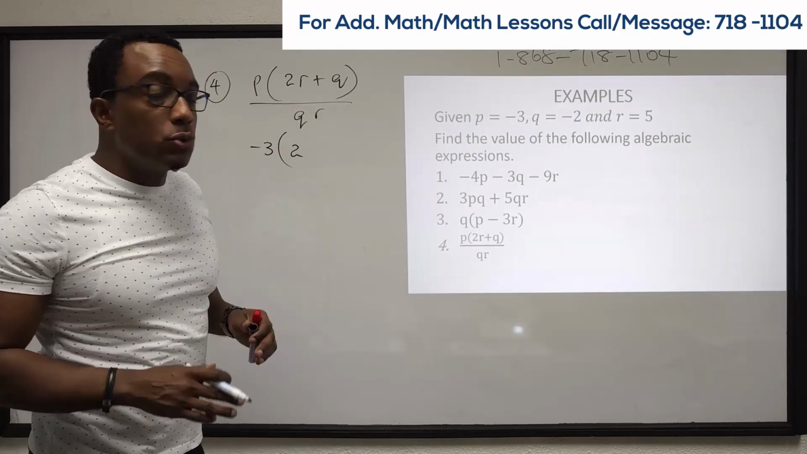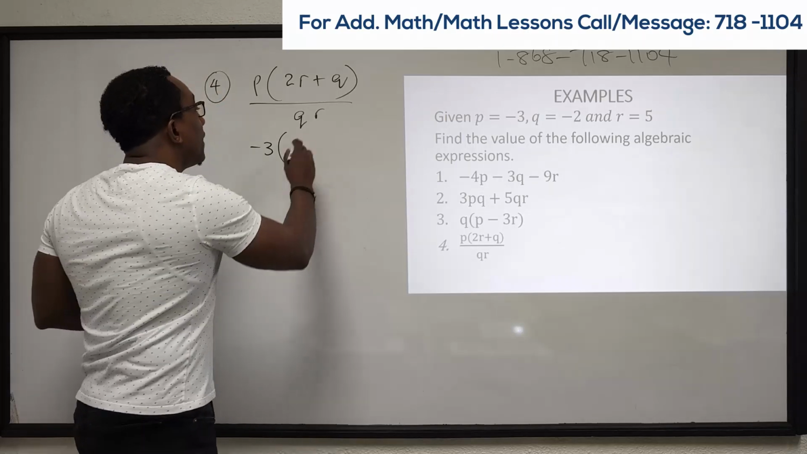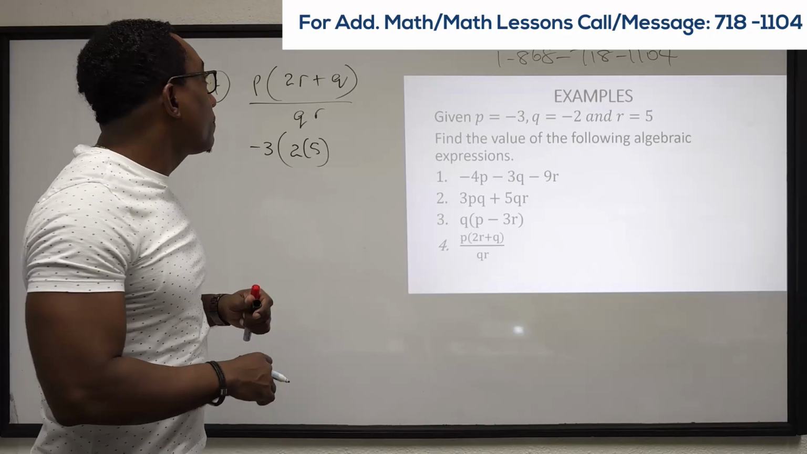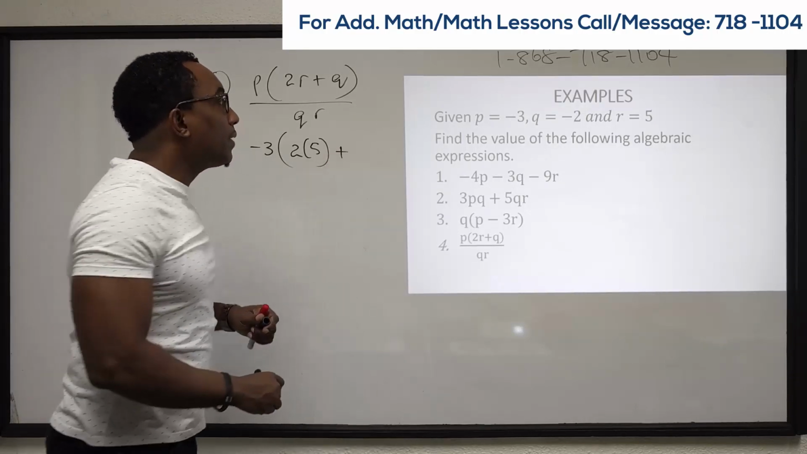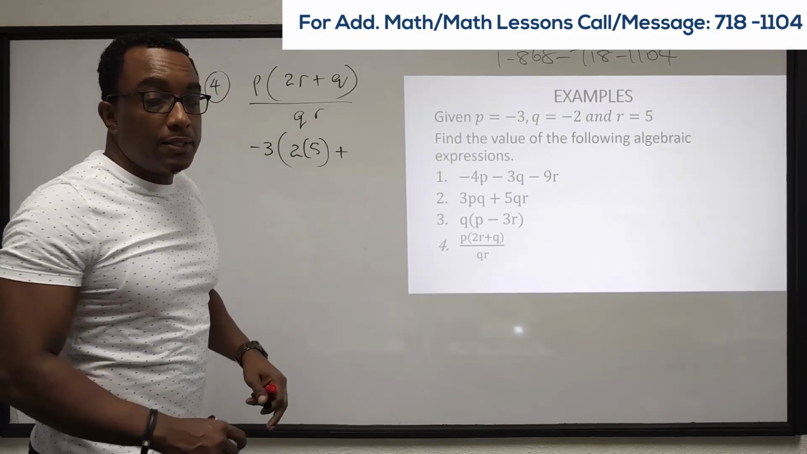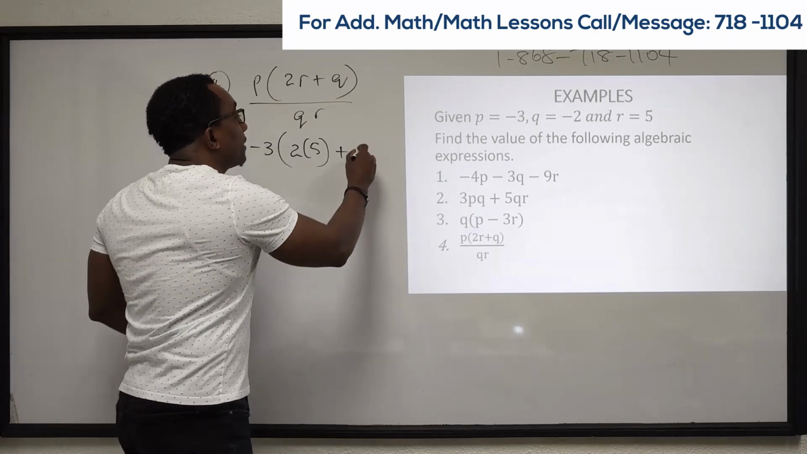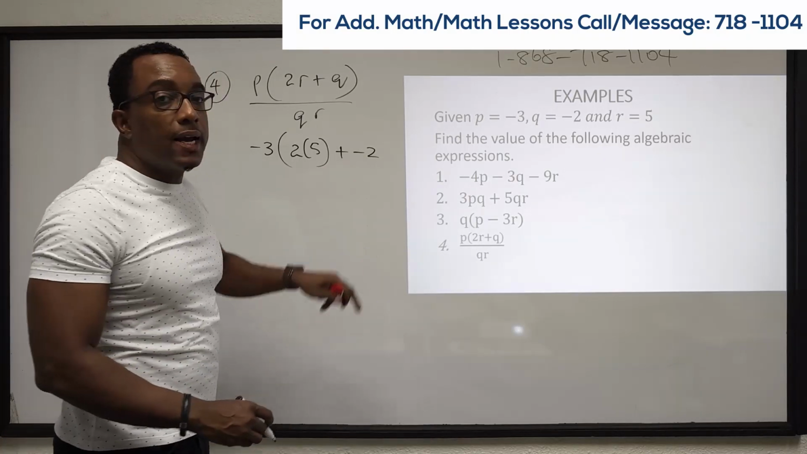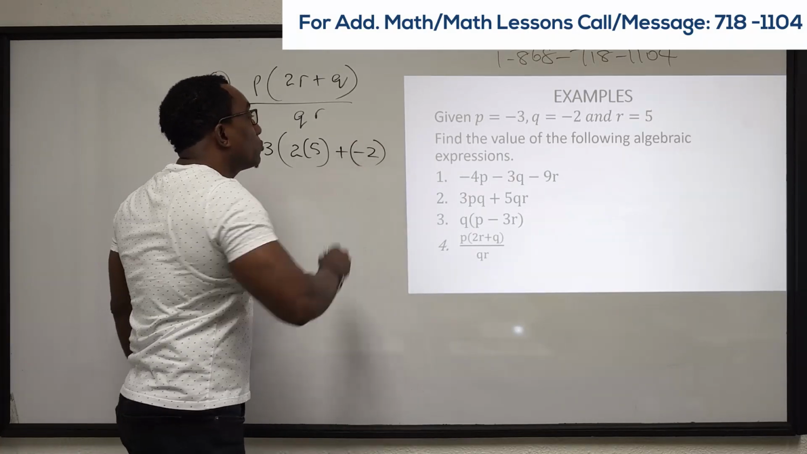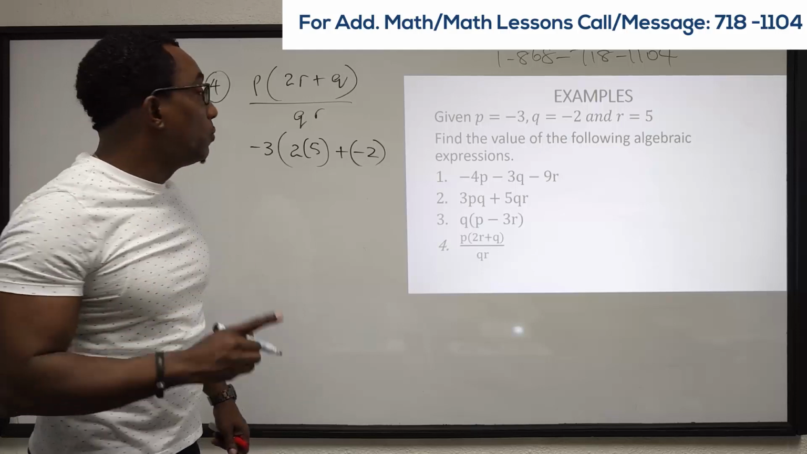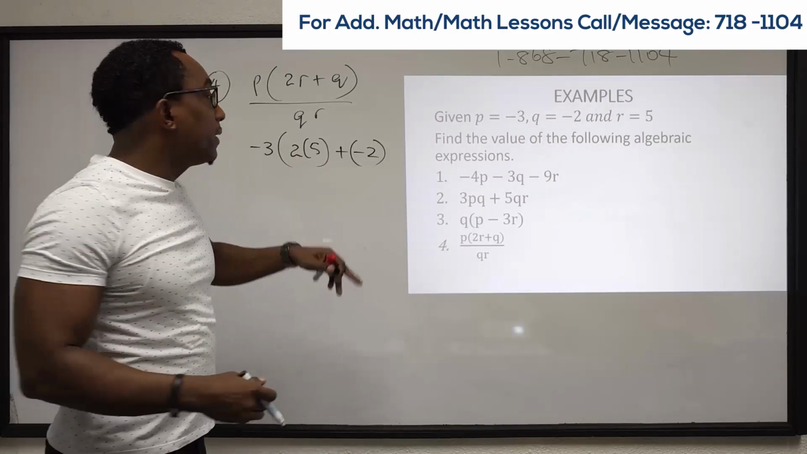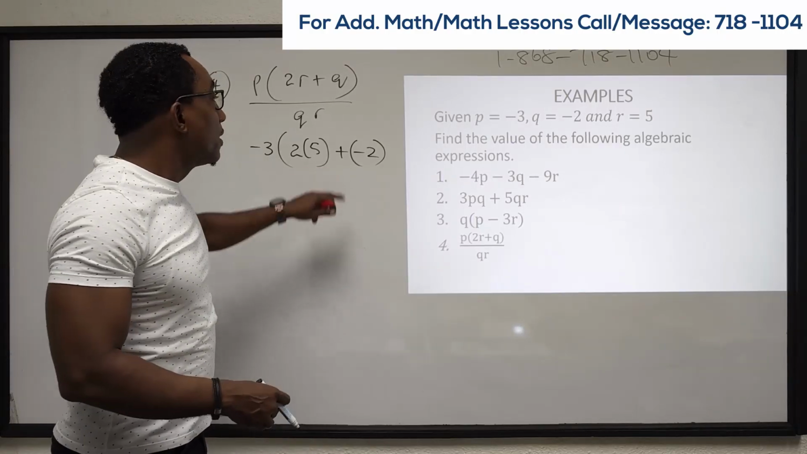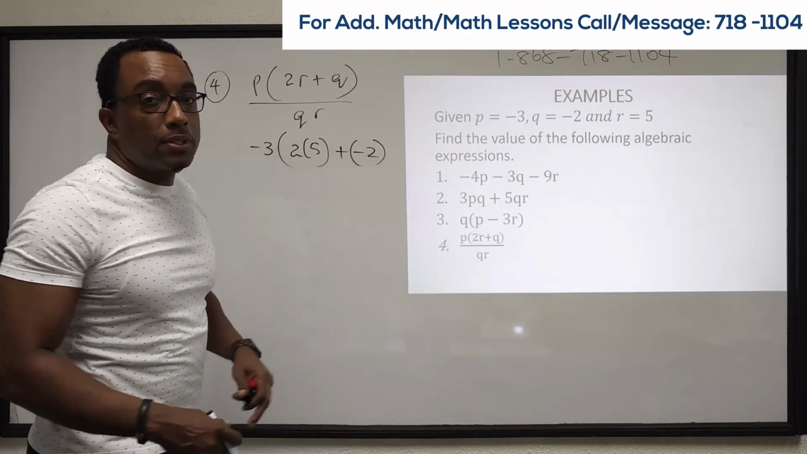So I maintain my 2, and I'm going to replace my r with 5, which I place in brackets. And we know that's 2 multiplied by 5, right? Plus, I'm going to replace q with negative 2. So if I'm replacing q with negative 2, it is important for me to separate these two signs by placing negative 2 within brackets. And that's important to know. So when two signs coincide, you separate by the use of brackets. So I place negative 2 in brackets, so I can separate my negative from my positive sign.